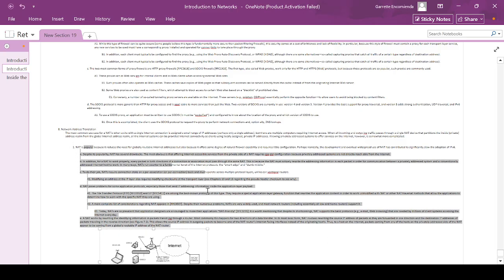NAT is popular because it reduces the need for globally routable internet addresses, but also because it offers some degree of natural firewall capability and requires little configuration. So the reason why it is in the firewall section as well is because these NATs automatically provide firewall features. It's just different in the granularity of how it will restrict the traffic.